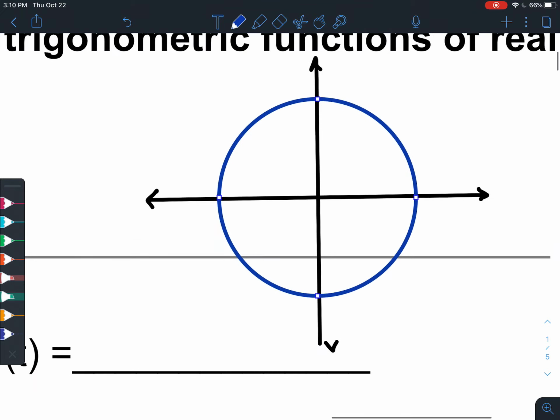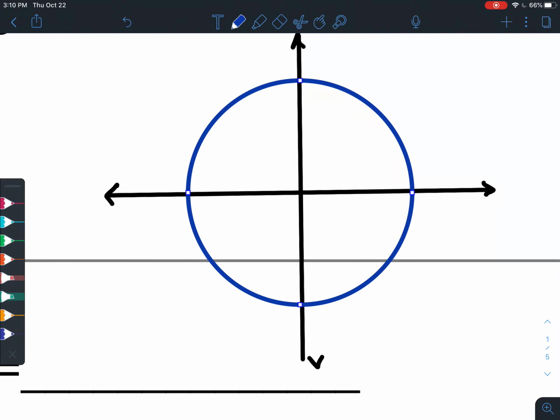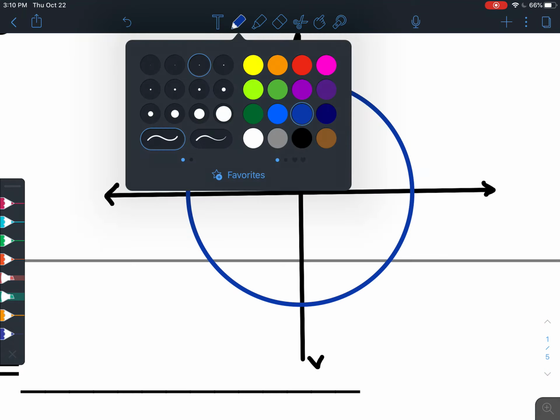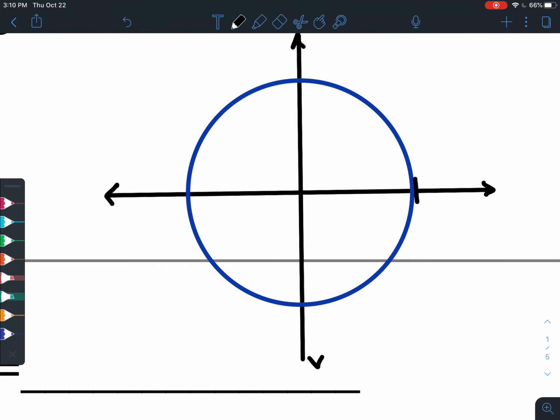Okay, so this from here to here is 1. So that's what makes it a unit circle. So this point right here is 1, 0. And this point up here is 0, 1.